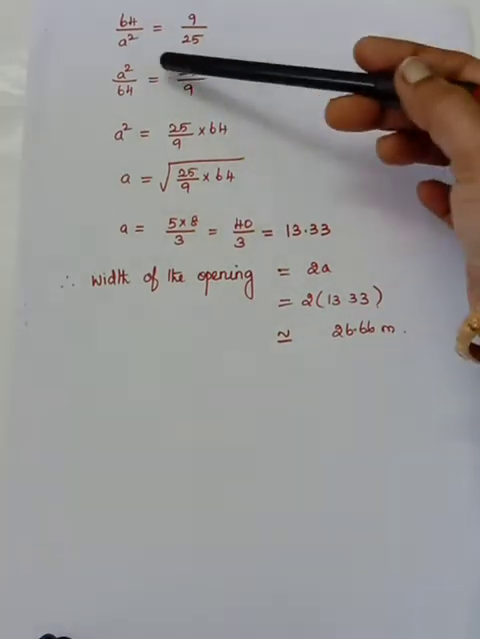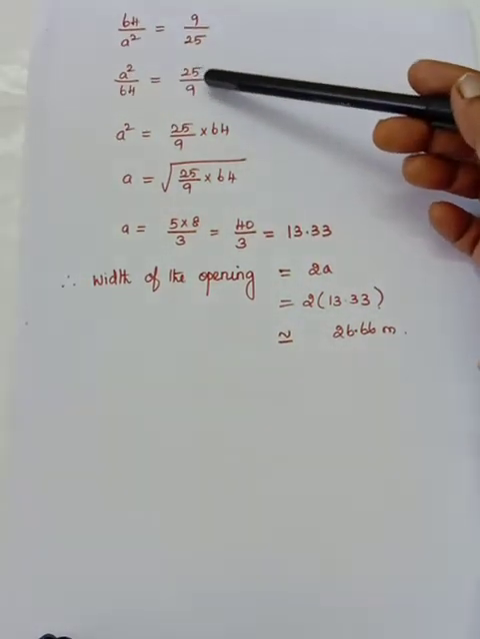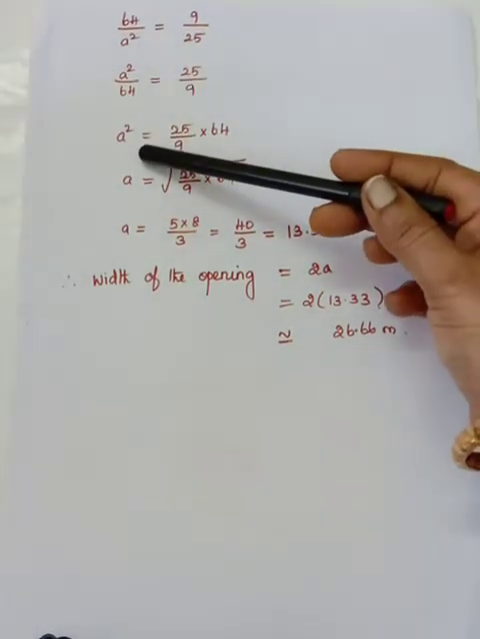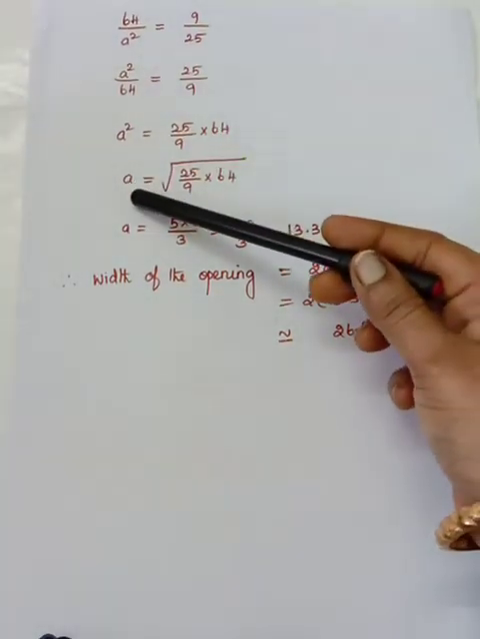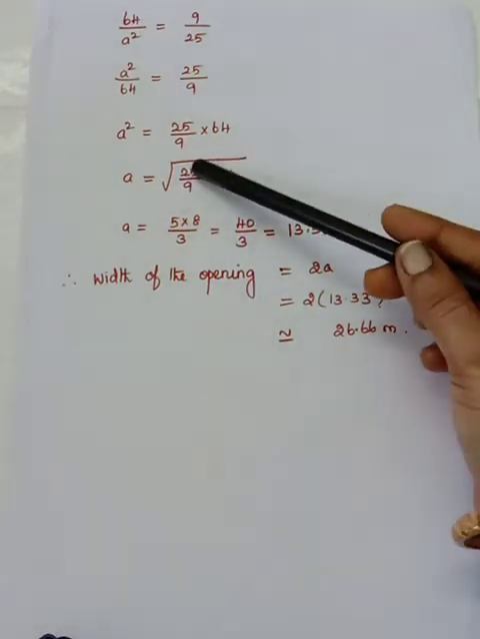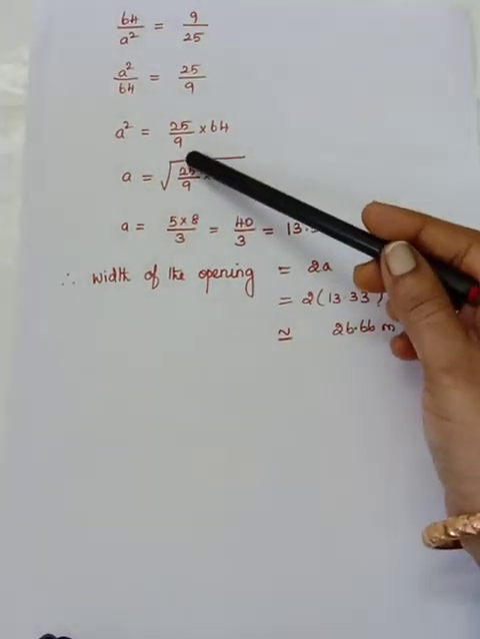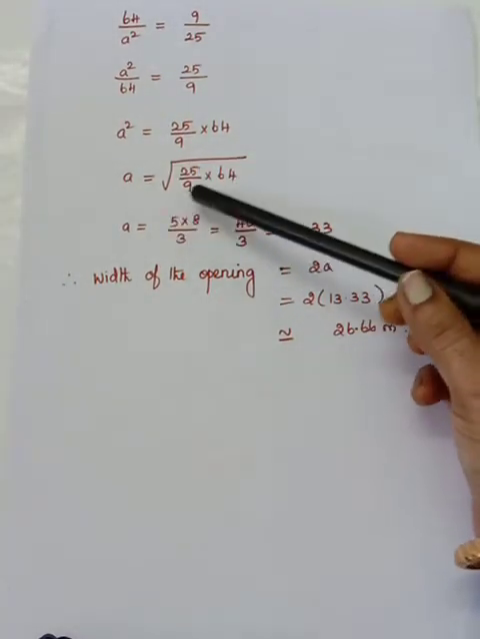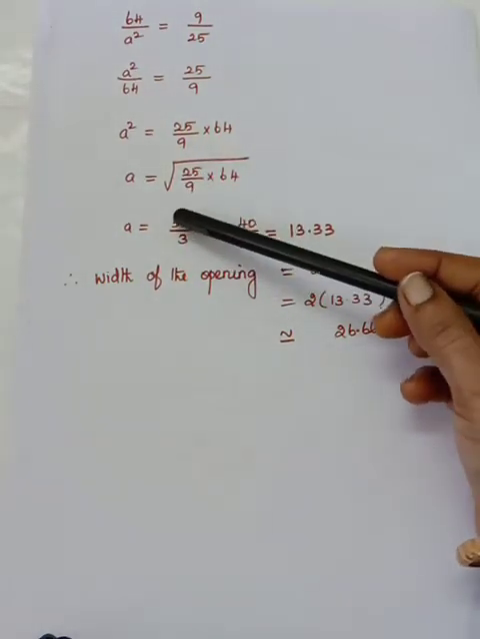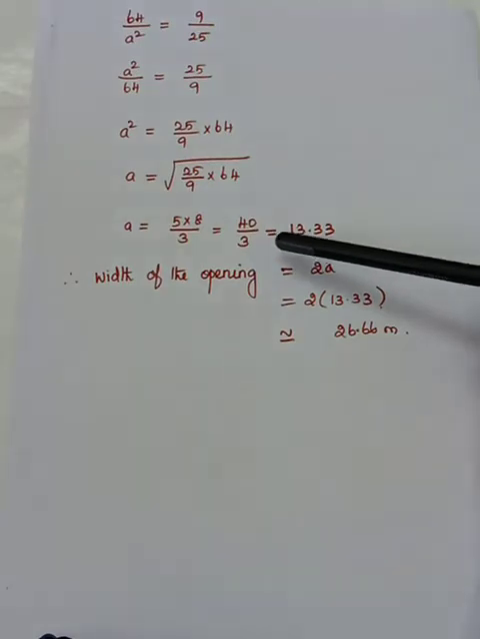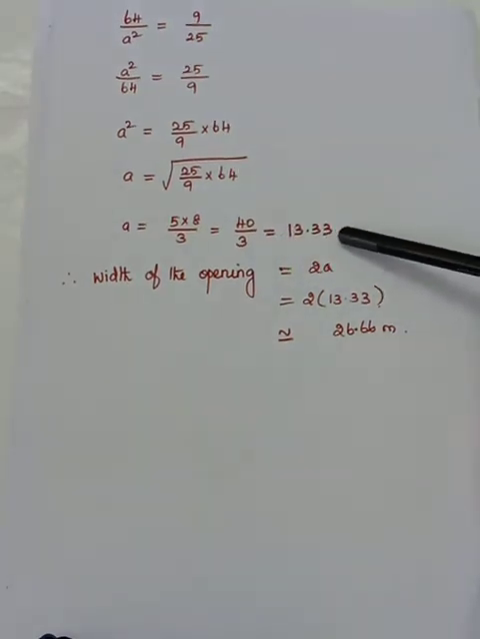When you reciprocate, a squared by 64 is equal to 25 by 9. So a squared is equal to 25 by 9 into 64. You need a, so it's the square root of 25 by 9 into 64. The square root of 25 is 5, the square root of 64 is 8, and the square root of 9 is 3. Therefore it is 40 by 3, which is equal to 13.33.